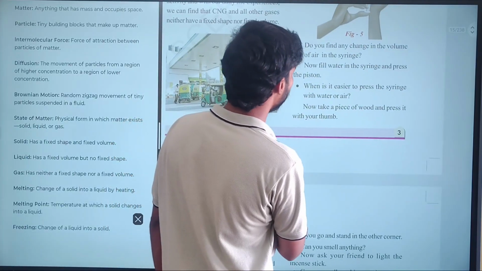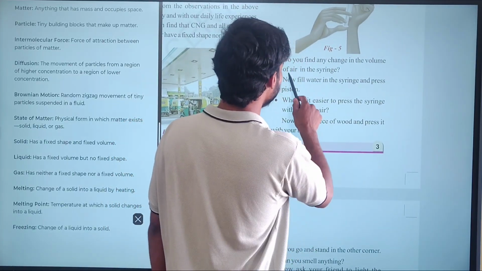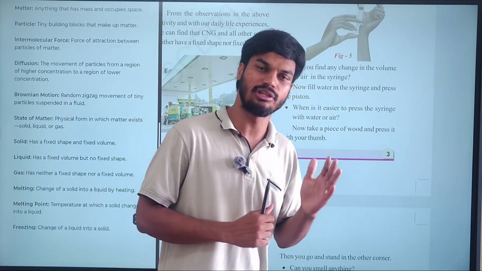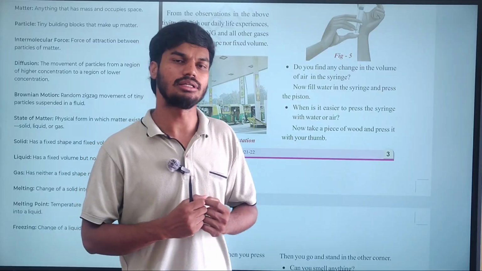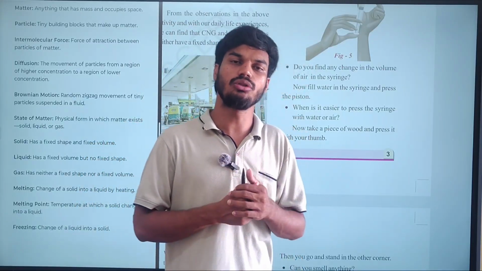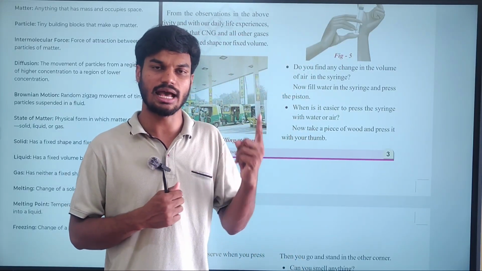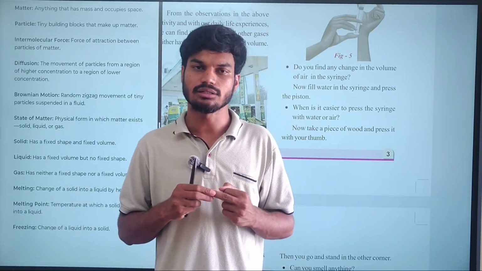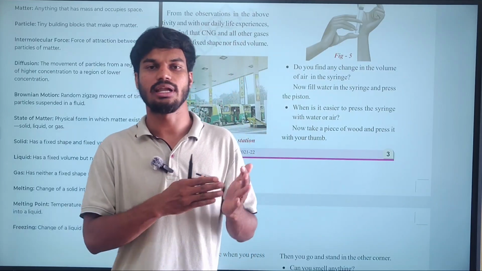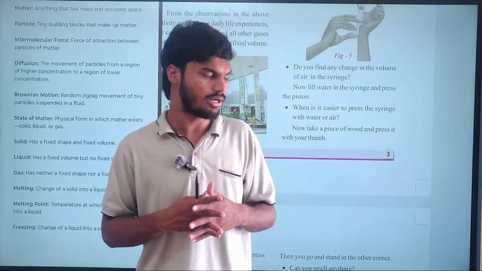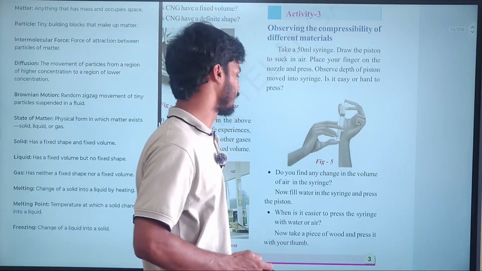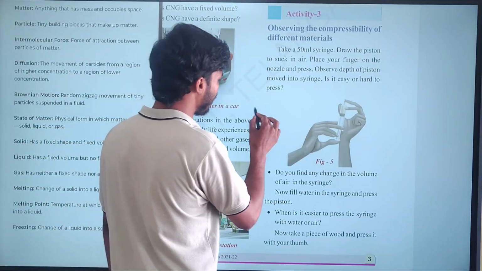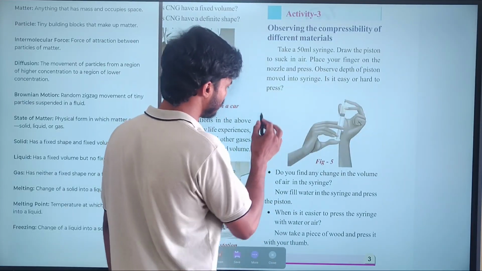He has given some questions: do you find any change in the volume of the air in the syringe? Now fill the syringe with water and press the piston. You can do this experiment with water and with solid particles like pieces of sand. Try it with three different types: gas, that is atmospheric gases; solid, like sand particles or a wooden block; and liquid, where you can take water or milk, whatever you want. We have taken three substances: solid, liquid and gas.